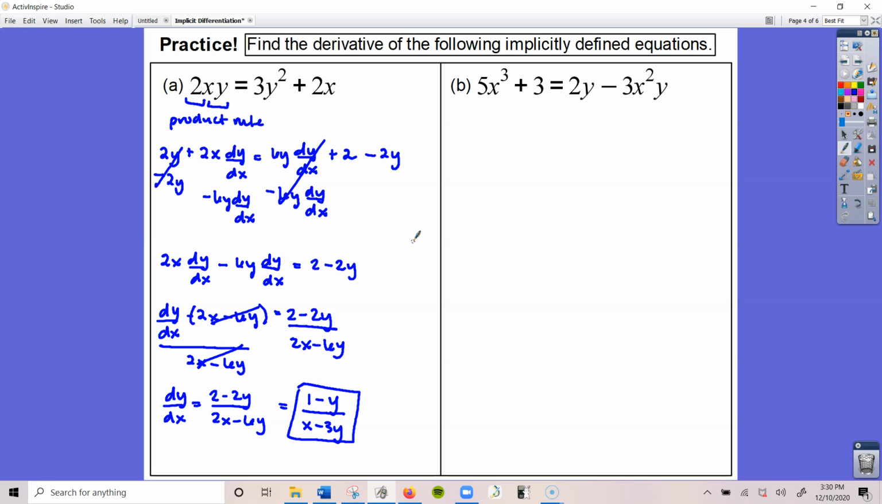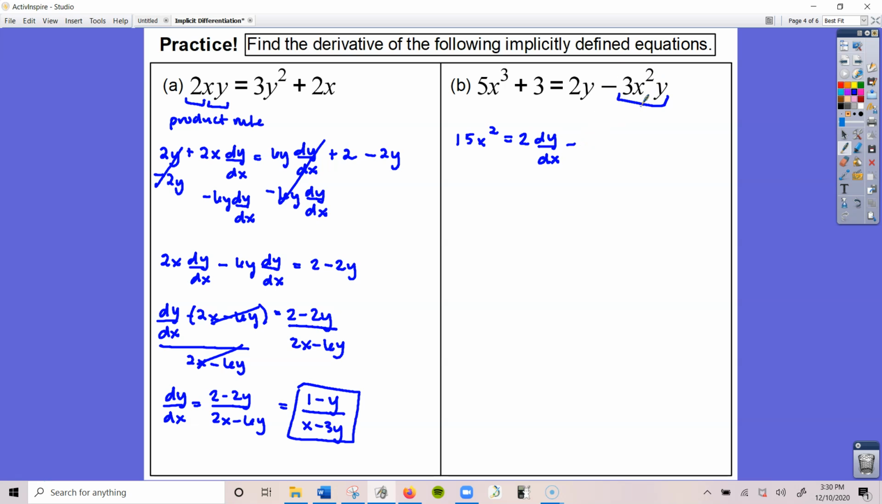Let's do one more. We have 5x cubed plus 3 is equal to 2y minus 3x squared y. So again, when I scan this, I notice that I have this product. So you have to remember that you're going to have to apply the product rule for the 3x squared y since there are two different variables. So now when we find this derivative, we have 15x squared. Derivative of 3 is 0, so equals 2 dy/dx minus, now I'm going to apply the product rule.